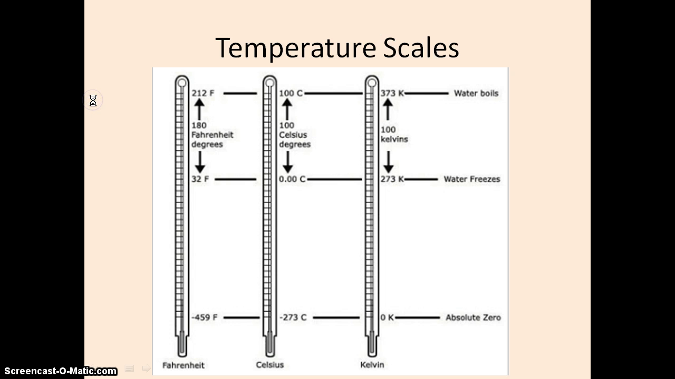To see that using three thermometers side by side: absolute zero is 0 Kelvin, negative 273.15 Celsius, and negative 459 Fahrenheit. And then the temperatures at which water freezes and water boils are also given on this chart. You can hit pause if you'd like to jot this down, or anything on the last page.